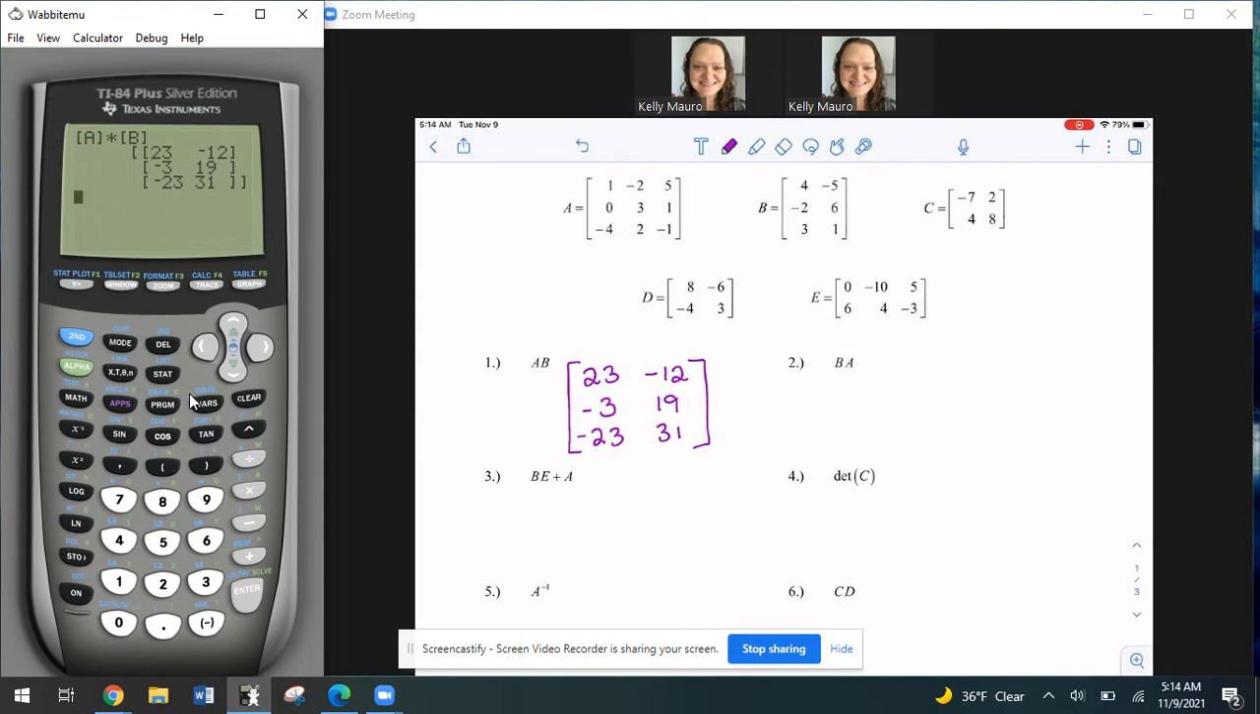Now you can use this on a test to check your answers, but you cannot use it to find your answers. You still need to show the handwritten process for multiplying matrices, so I can see that you know how to do that. But it's a great way to be able to check your answers.